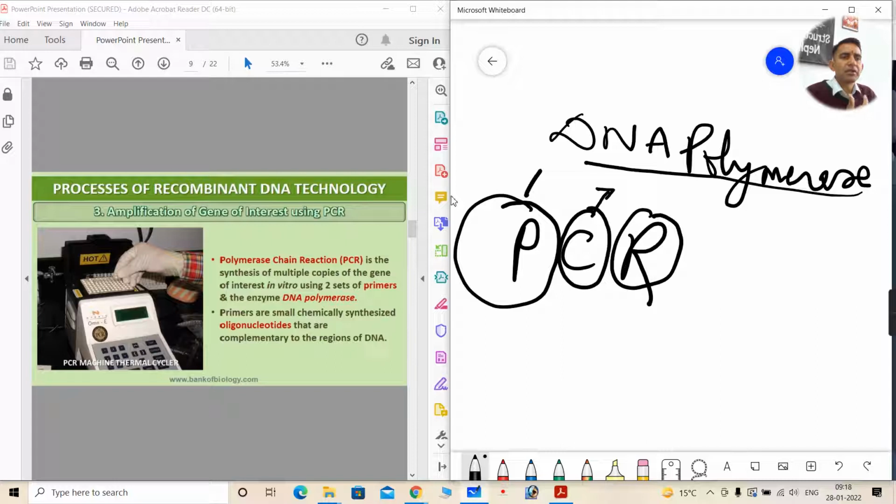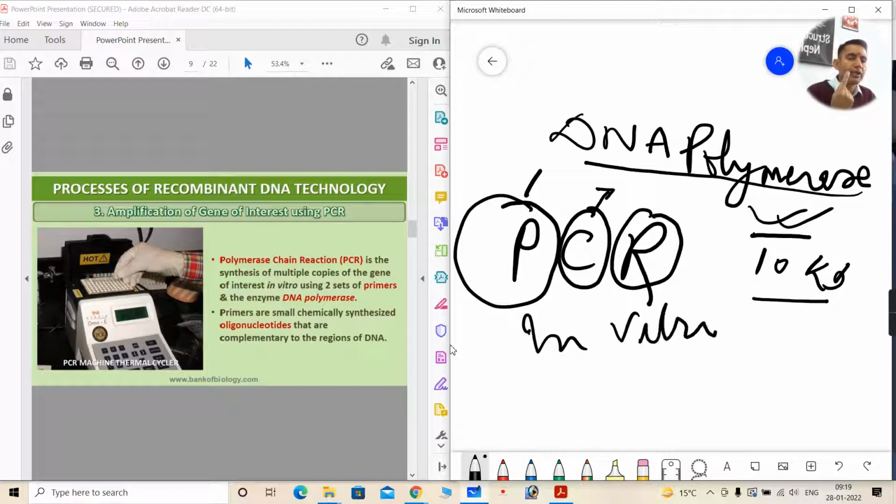Imagine that we have taken one gene of interest, and again it is a 10 kb long gene. The length of this gene is 10 kb. Assume this one. Again and again this fragment is being copied, and millions and billions of copies we are getting here. So PCR is synthesis of multiple copies of a gene of interest in vitro. The word here is what? In vitro means we are doing it artificially in a lab.